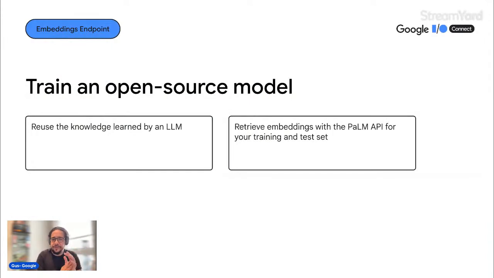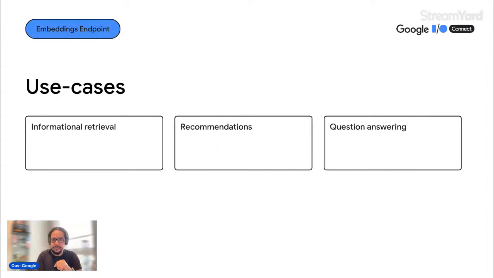You can also train, of course, a large language model using these embeddings, right? This is more advanced. I'm not going to go into details here. So we can use embeddings for many things: information retrieval, creating recommendation systems, question answering, and that's all.